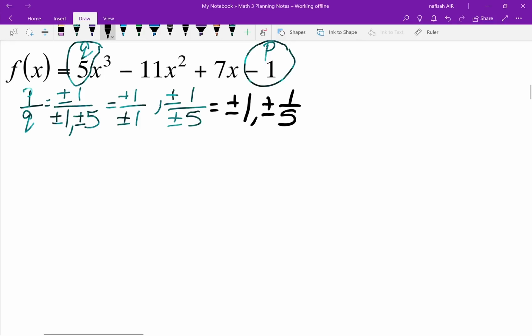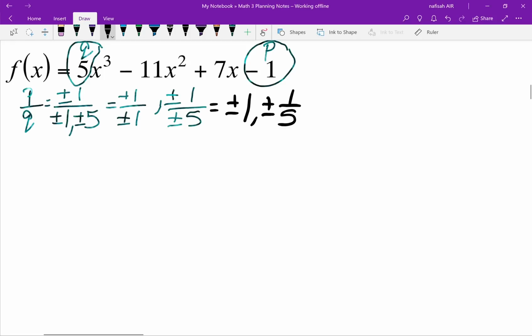Those are my only possibilities. I simplified plus or minus 1 over plus or minus 1. It turned into just plus or minus 1. And I simplified plus or minus 1 over plus or minus 5. It turned into just plus or minus 1/5. So now that I've found all of the possibilities, I need to test to figure out which ones are actual roots.